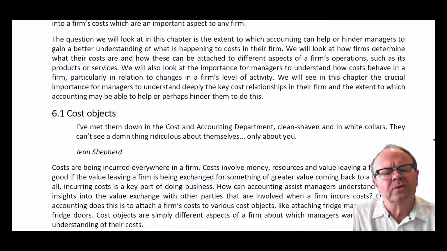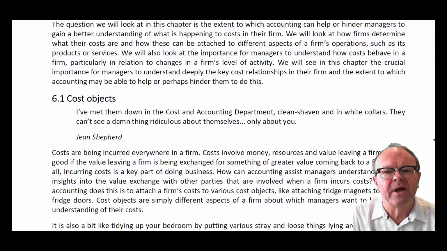The question we will look at in this chapter is the extent to which accounting can help or hinder managers to gain a better understanding of what is happening to costs in their firm. We will look at how firms determine what their costs are and how these can be attached to different aspects of a firm's operations, such as its products or services. We will also look at the importance for managers to understand how costs behave in a firm, particularly in relation to changes in a firm's level of activity.